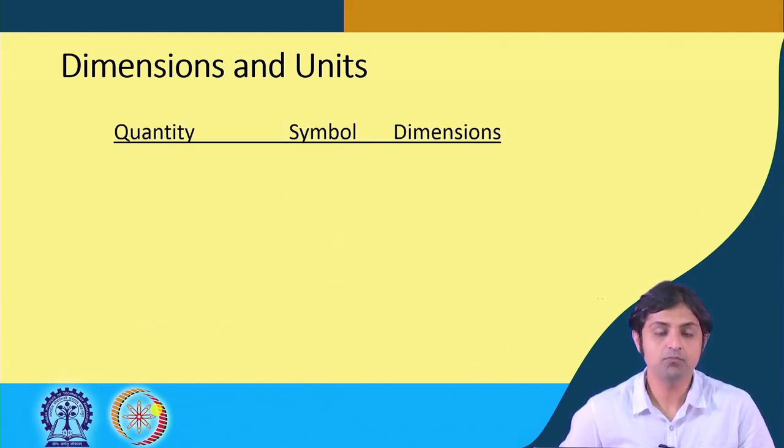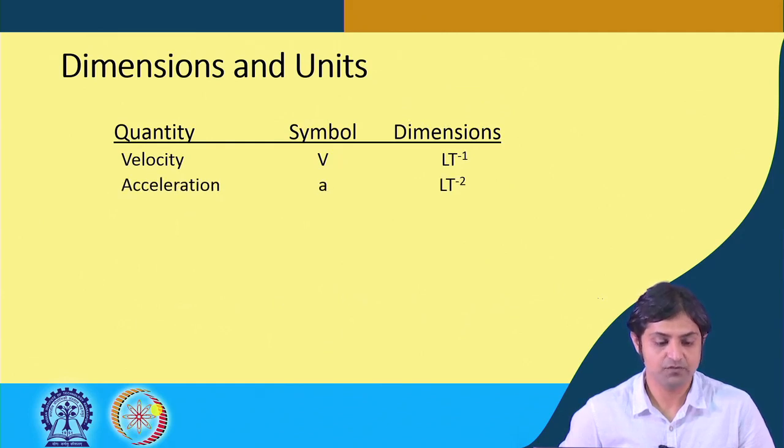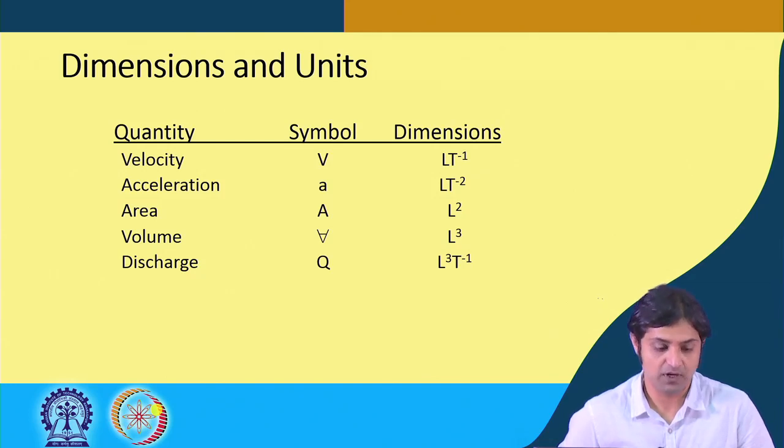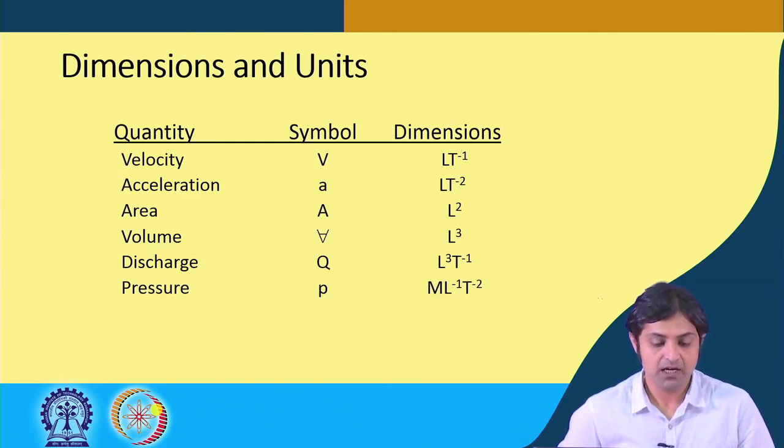So some of the important quantities, symbols and their dimensions are given. Velocity is given by V, its dimensions are LT^-1. Acceleration, similarly as we saw in the last slide, is LT^-2. Area is given by L squared. Volume is length cubed. The discharge is L^3 T^-1. Pressure is ML^-1 T^-2, and gravity is LT^-2.